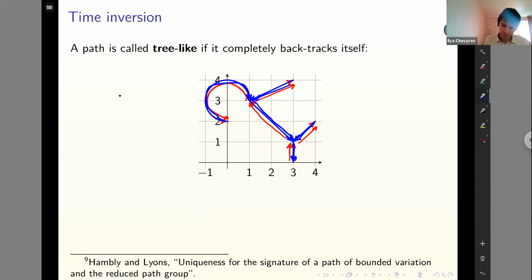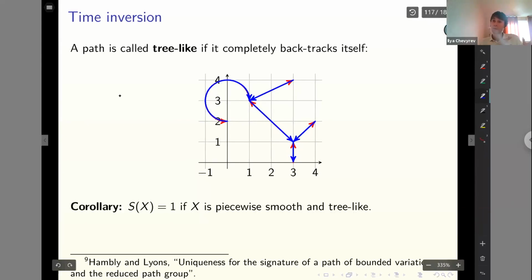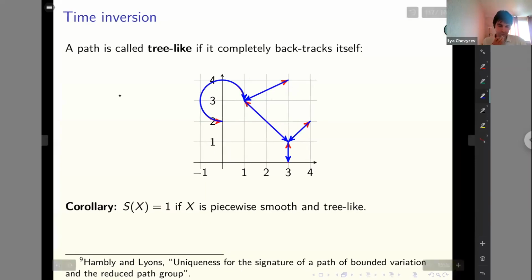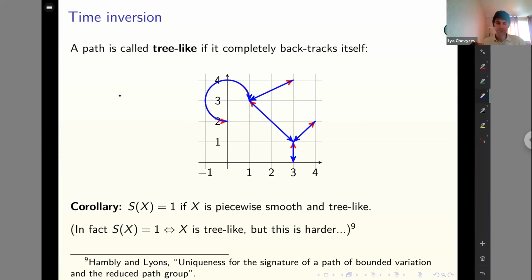A corollary of combining Chen's identity with the time inversion property is that S of X, the signature of a path X, is always equal to 1 if X is piecewise smooth and tree-like. So these are the kinds of paths that the signature tells you essentially nothing about. In fact, this is an if and only if statement, even without the piecewise smooth condition, but this is quite a lot harder to prove. You can show that if the signature of a path is the identity, then X has to be tree-like.